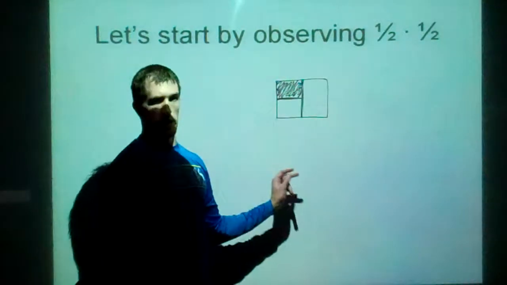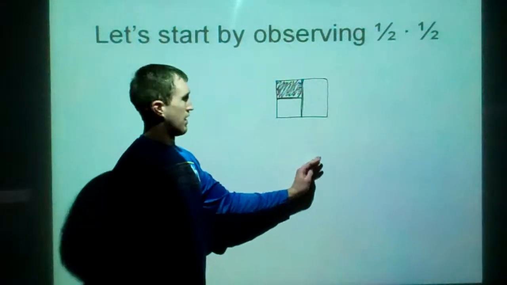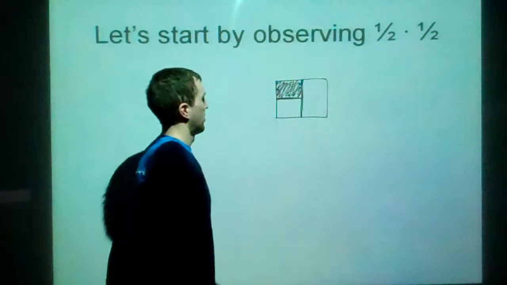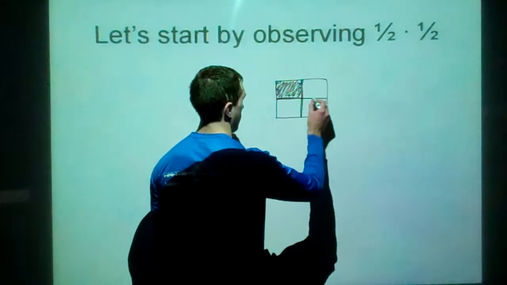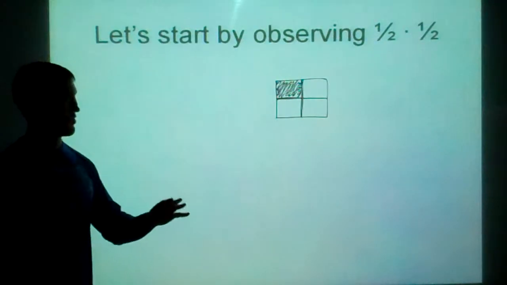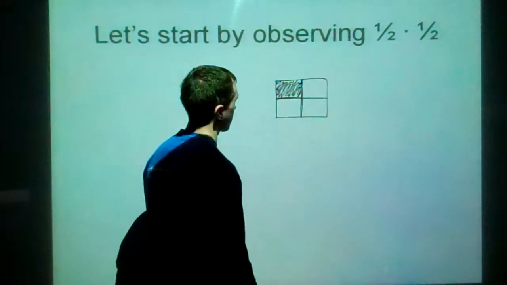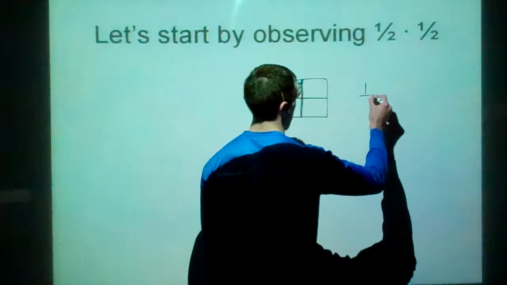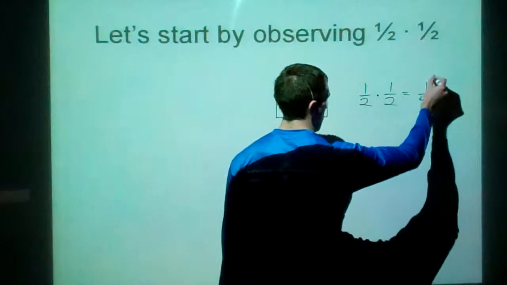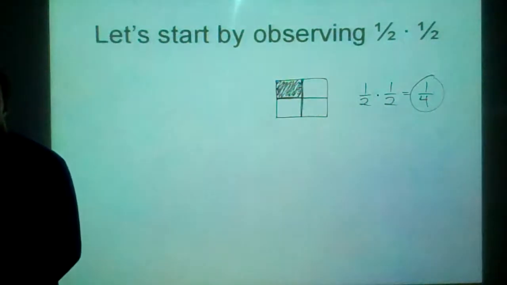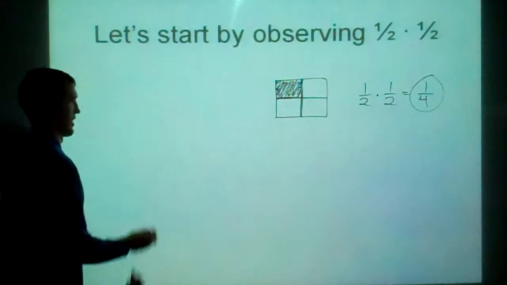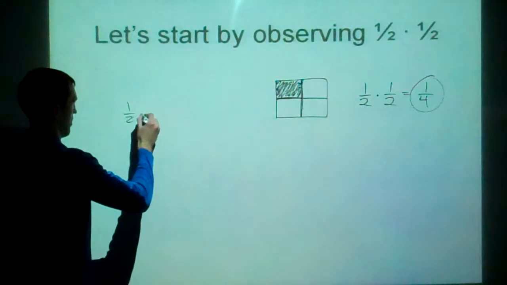So we took a square, we split it in half this way, and then we said, okay, well, what's half of that half? And we split it that way. And if we look at our big picture here, we can see that we get 1/4 of our square. 1 out of 4 squares is filled. So 1/2 times 1/2 equals 1/4.